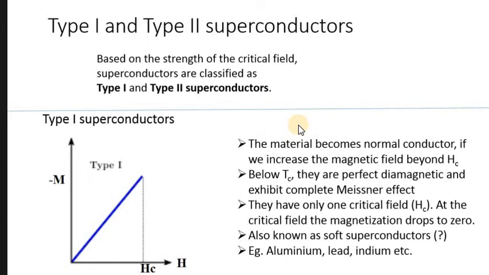The material becomes a normal conductor if we increase the magnetic field beyond Hc. Below Tc, they are perfect diamagnets and exhibit the complete Meissner effect. They have only one critical field, that is Hc. At the critical field, the magnetization drops to zero. They are also known as soft superconductors. Examples are aluminium, lead, indium, etc.